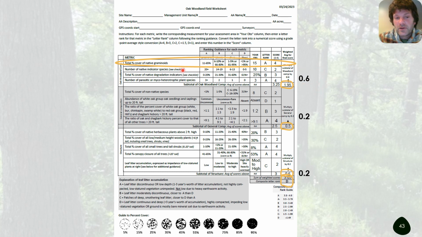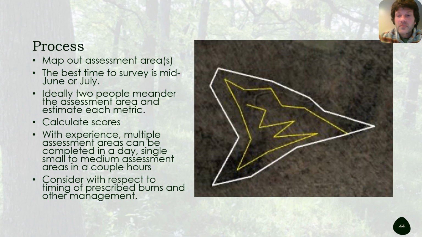Things like the graminoids and the indicators and the partially parasitic mycoheterotrophic species and those degradation indicators give a lot of weight to that herbaceous vegetation in this assessment, or things that are closely tied to that, and that's by design. How do we implement this actually in the field?